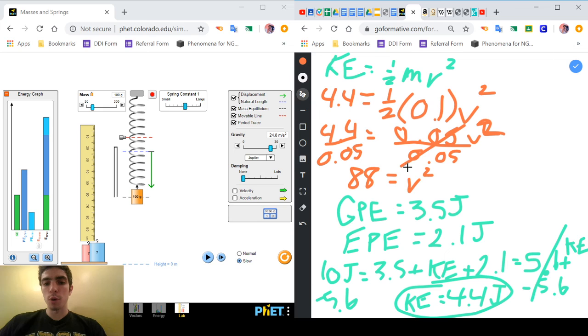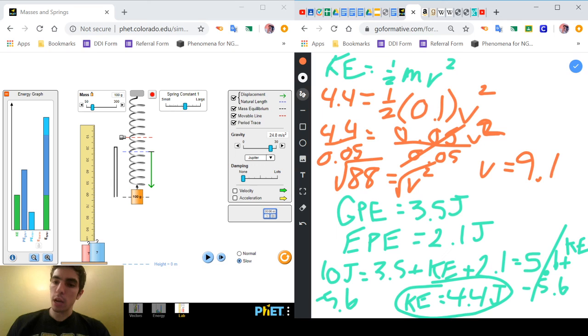But we don't want to solve for what v squared is. We want to know what v, the velocity, is. So to get rid of that squared, we've got to take the square root of each side. And so let's see what the square root of 88 is. It should be 9 point something. Yep. And so it looks like that velocity at this point is 9.38, or I can also just write 9.4 meters per second. That's totally fine to round to just a decimal point.